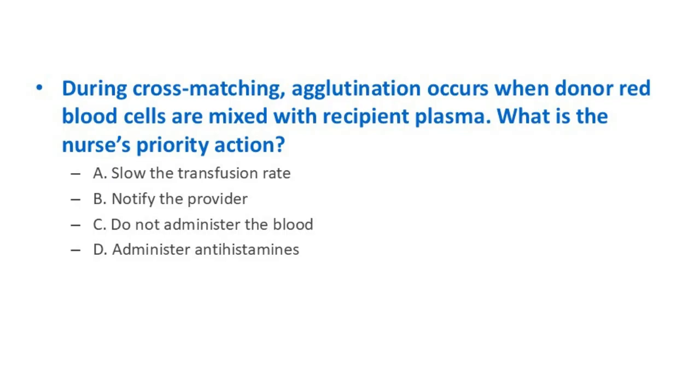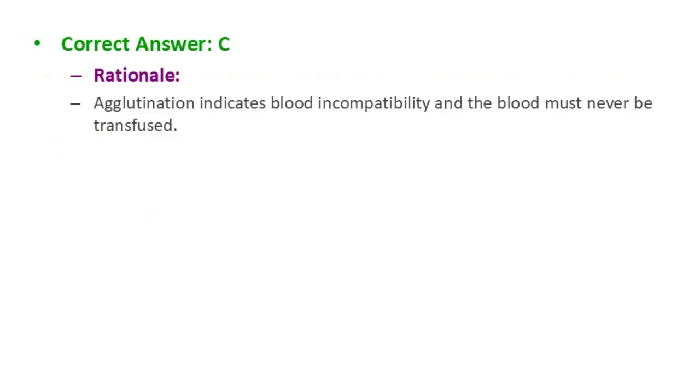Question 4. During cross-matching, agglutination occurs when donor red blood cells are mixed with recipient plasma. What is the nurse's priority action? A. Slow the transfusion rate. B. Notify the provider. C. Do not administer the blood. D. Administer antihistamine. The best answer will be C. Agglutination indicates that the blood is not compatible, so the blood must never be transfused.